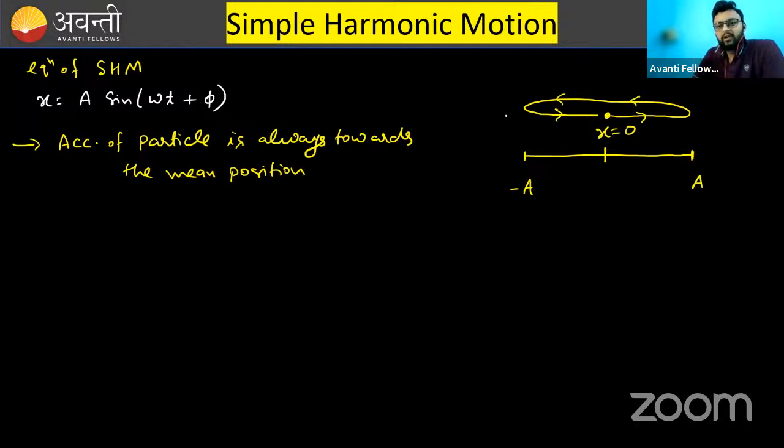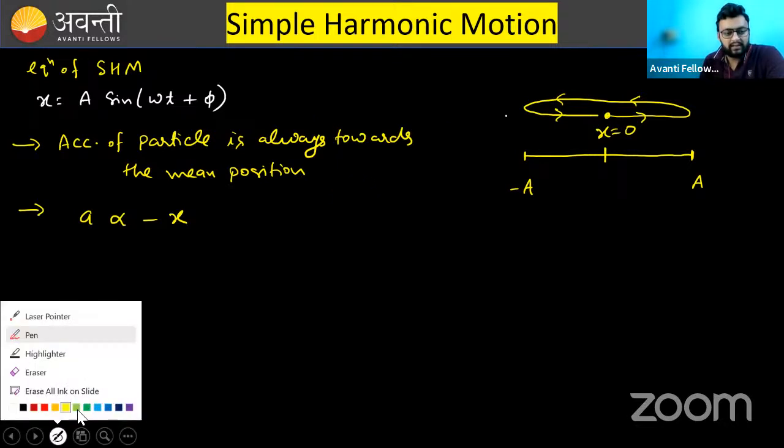Can anyone answer? You will say, no, sir. It doesn't imply that velocity of the particle is always towards the mean position, because when particle is moving along the positive x-axis, the velocity is along the positive x-axis, but the acceleration is towards the mean position. So velocity may or may not be towards the mean position, but acceleration is always towards the mean position. That's one thing. Clear? And this acceleration is proportional to negative of displacement. This negative sign shows towards the mean position. These were the basic things that we have discussed.